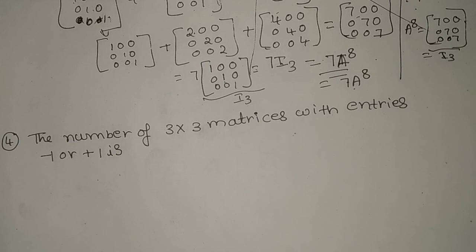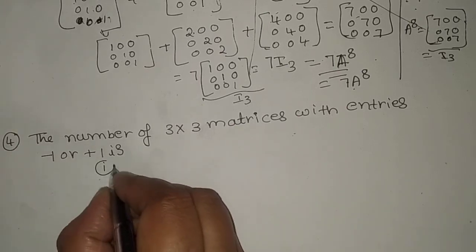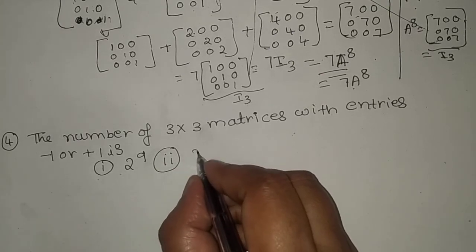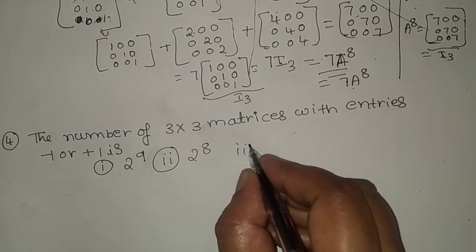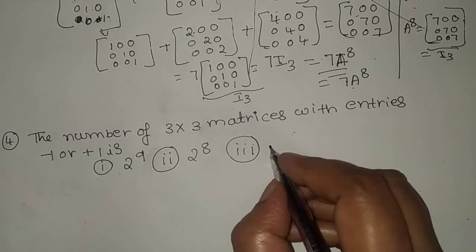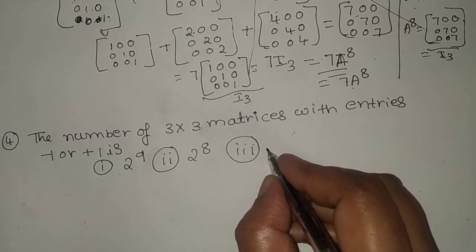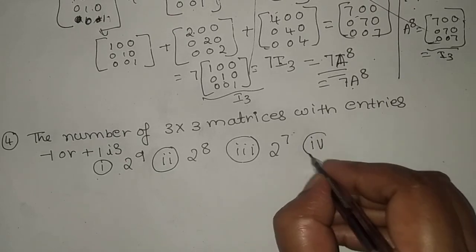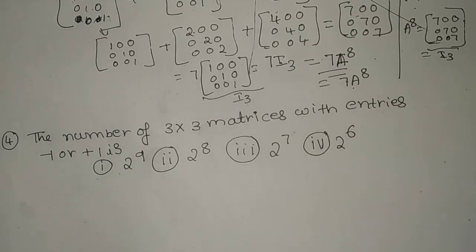Fourth problem: the number of 3 cross 3 matrices with entries minus 1 or plus 1 is. So 4 options are given. I'll write the options. That is 2 to the power of 9. Second one is 2 to the power of 8. Third option is 2 to the power of 9, 7, and fourth is 2 to the power of 6. So which option is correct? We have to find out.